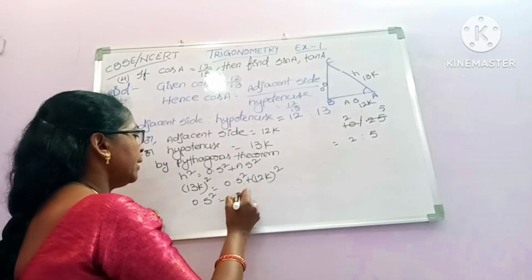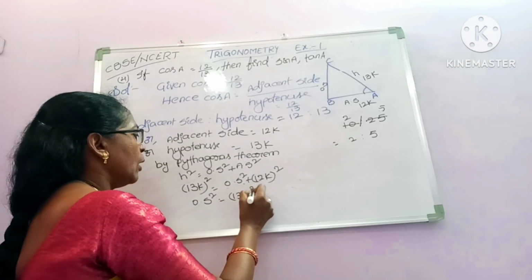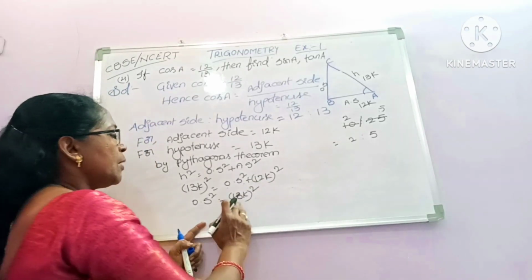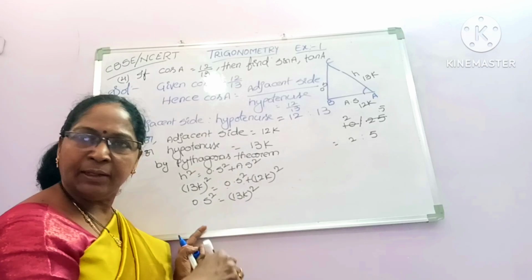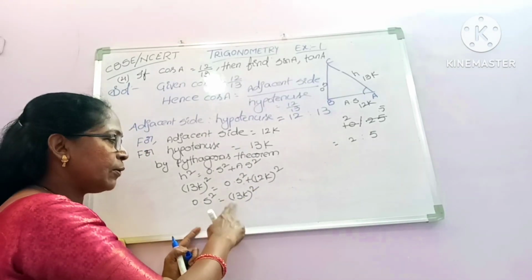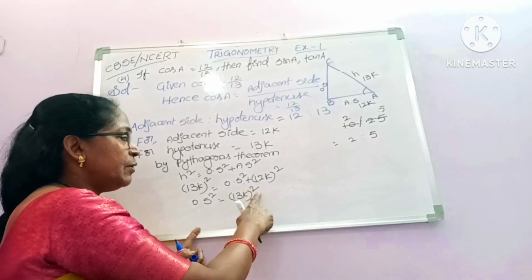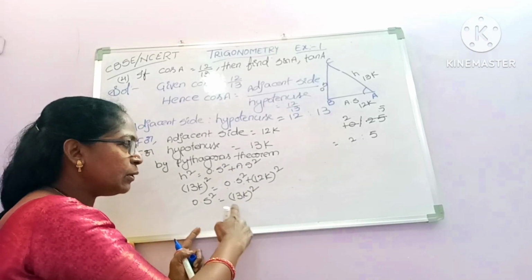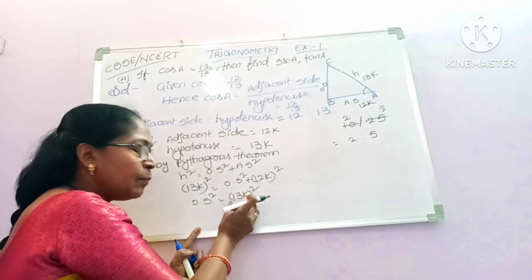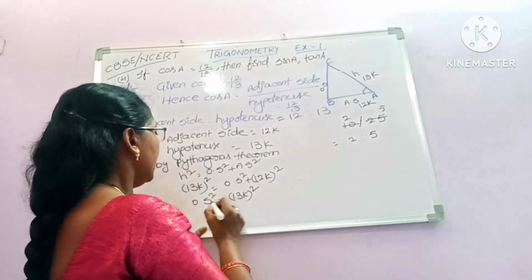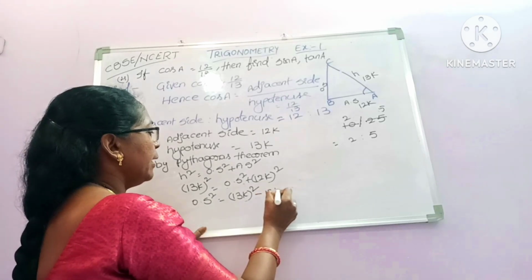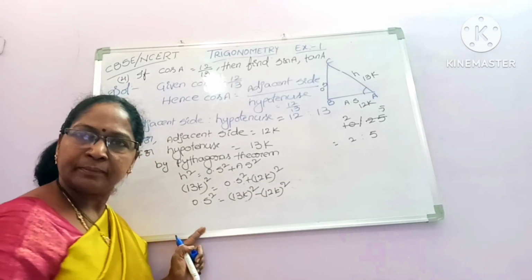That equals 13k whole square. Not 13k square: whole square means you have to keep brackets. If you write 13k square, that is entirely wrong, because that means the square belongs only to k, not to 13. So you have to keep brackets. Whenever you write it like this, the 2 applies to both the constant and the variable inside the bracket. Now 13k whole square minus this 12k goes to the other side, it will become minus.